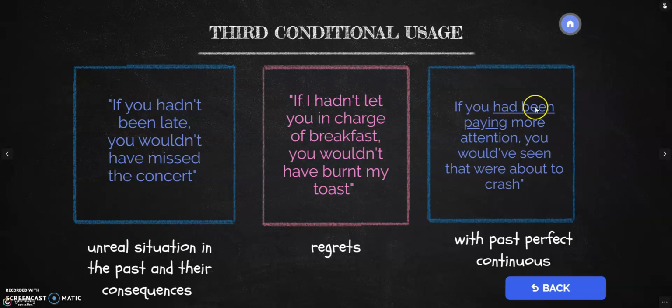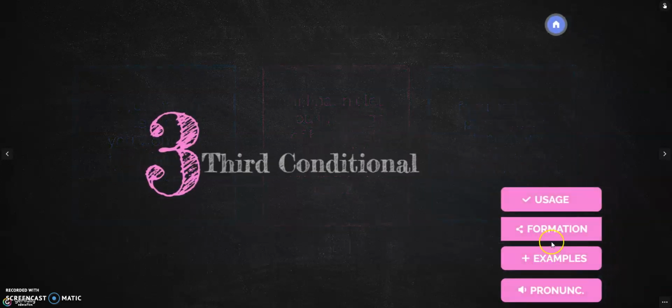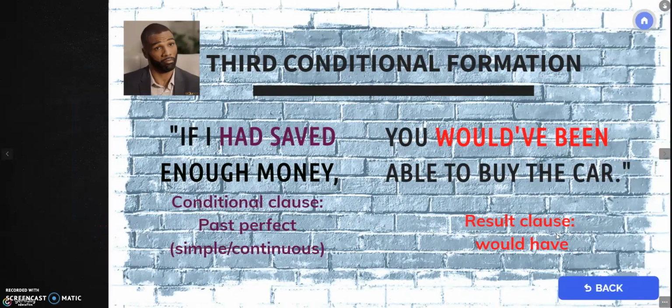okay? If you had been paying more attention, you would have seen that we're about to crash. Sorry, there's a mistake in this sentence. You would have seen that we were about to crash. Ahí falta el sujeto, ¿vale? That we were about to crash. Si hubieras estado prestando más atención, te habrías dado cuenta o habrías visto que estábamos a punto de chocar. Okay? All right. How do we form this third conditional?